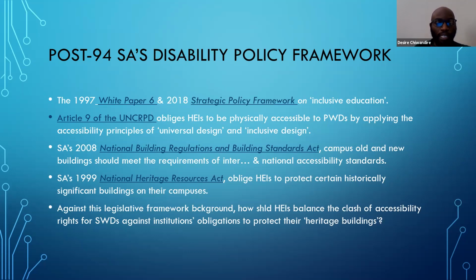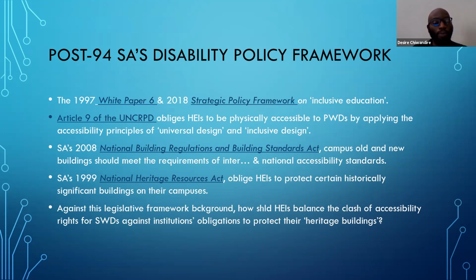Then Article 9 of the United Nations Convention requires that the built environment is physically accessible for persons with disabilities. This requires states to build their new buildings or rehabilitate their old buildings through inclusive concepts such as universal design. South Africa signed and ratified this convention, which means it has to ensure that its legislation and practices towards inclusion of students with disabilities are in line with these obligations.